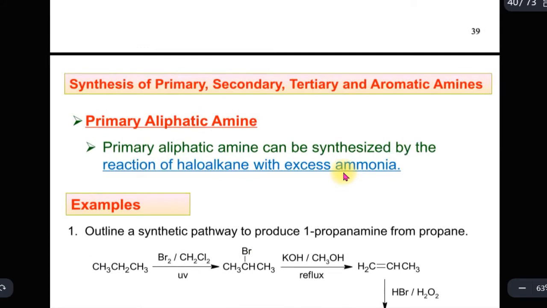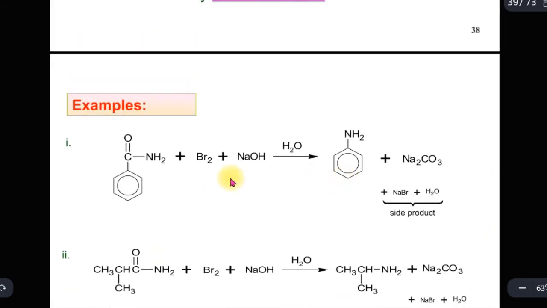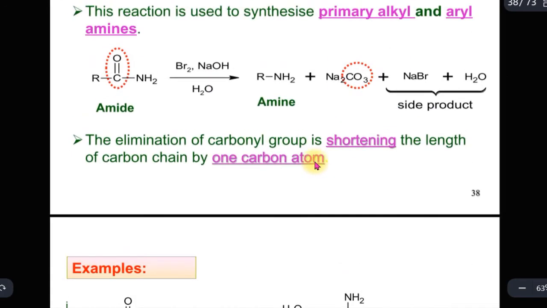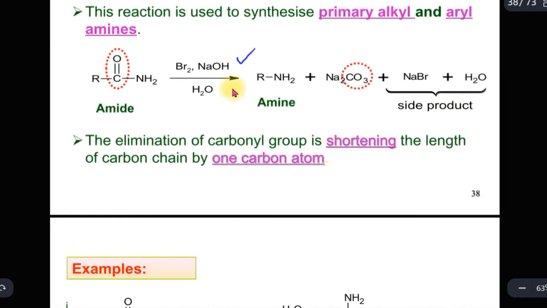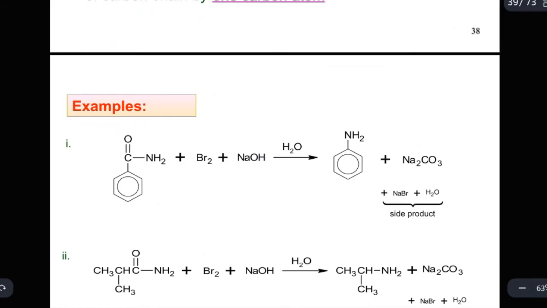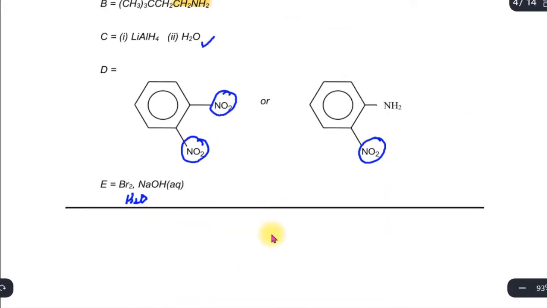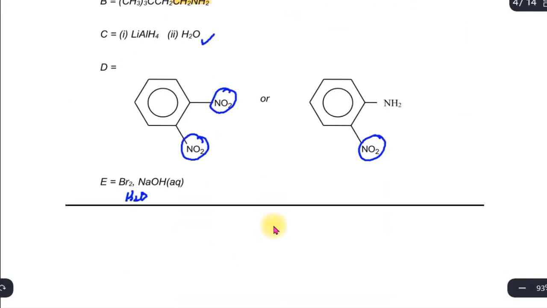So the way to write down the reagent should be bromine plus sodium hydroxide water, or like this, bromine, sodium hydroxide water. For me I prefer this one, but it's up to you. You can just follow the lecture notes. Both methods are acceptable. So the answer for reagent A is bromine, and then OH, and then aqueous. Make sure aqueous, and then H2O.